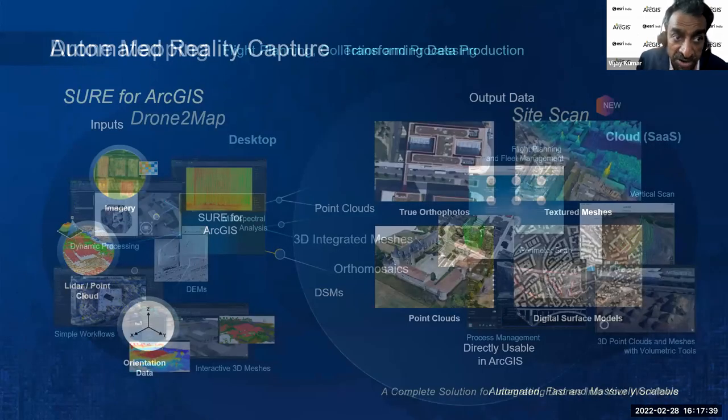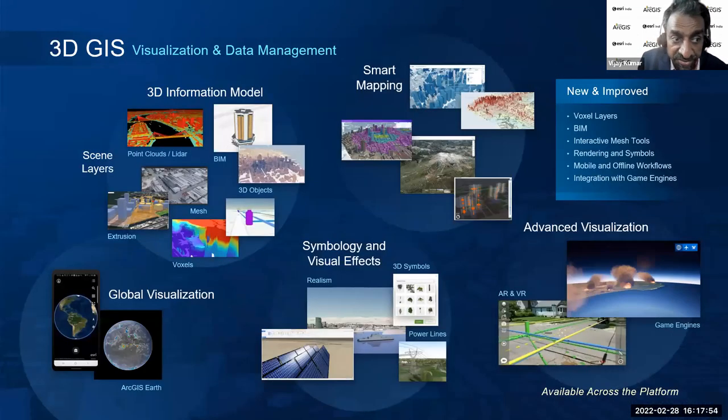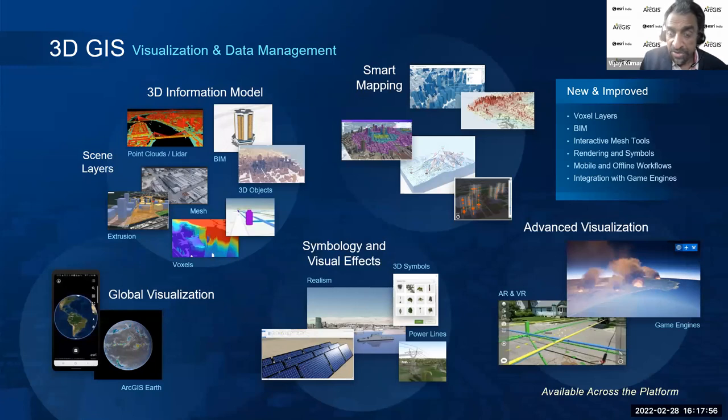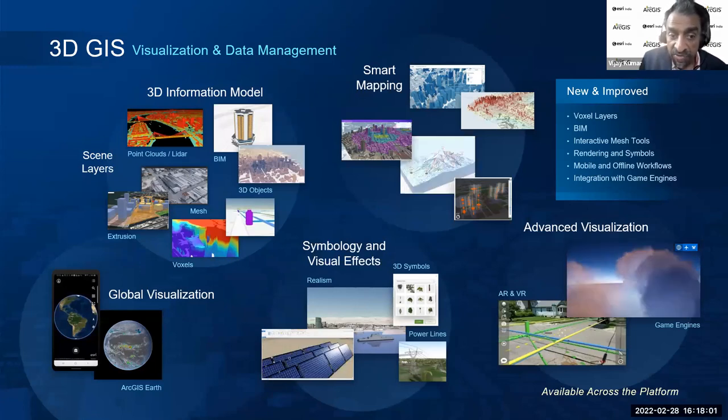Then automated reality capture, AR and VR. Again, this is coming up very well, and it's really giving a different experience to users. People have started realizing value also. So this has also come to GIS. 3D GIS, as I already talked about, is becoming very relevant to all of us, including AR, VR, and all those.